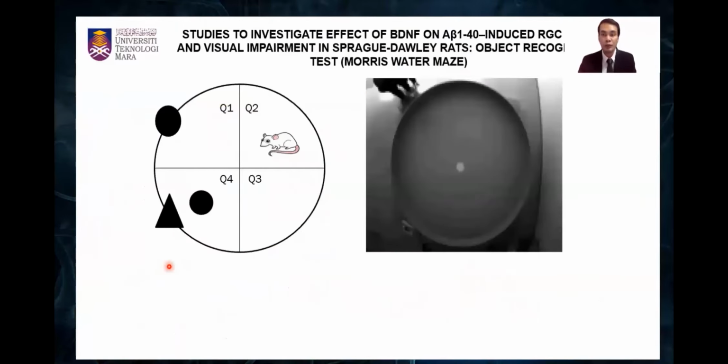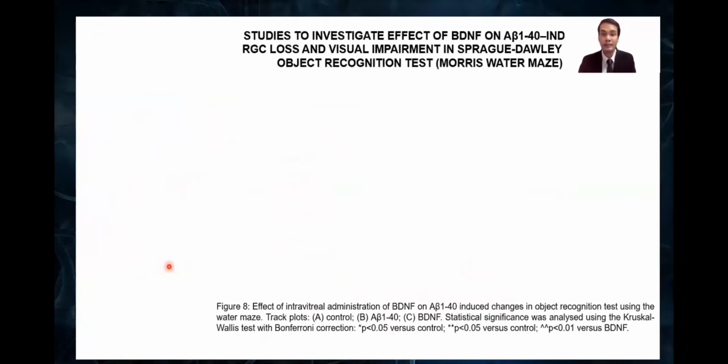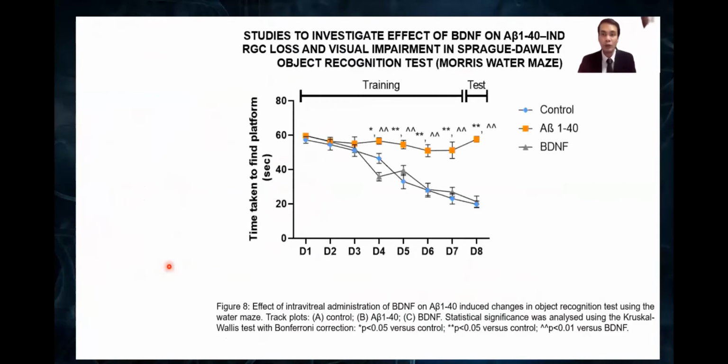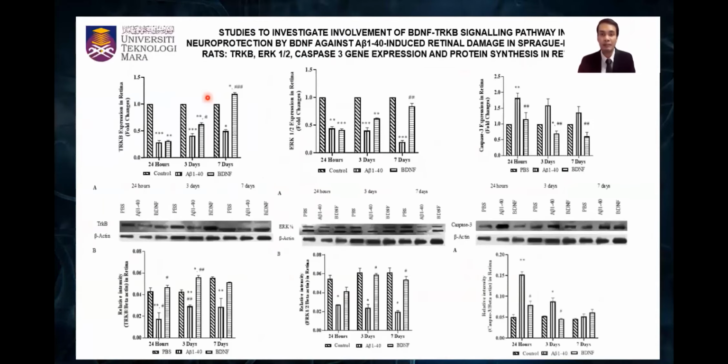Then we proceeded to the Morris water maze, where we used this study to evaluate visual impairment in rats. From this study, we measured the time taken for rats to find the hidden platform. And from this, we found that the 140 group showed a significantly longer time taken to find the platform as compared to the BDNF and control groups. On the right side is the trap plot of rats in the Morris water maze.